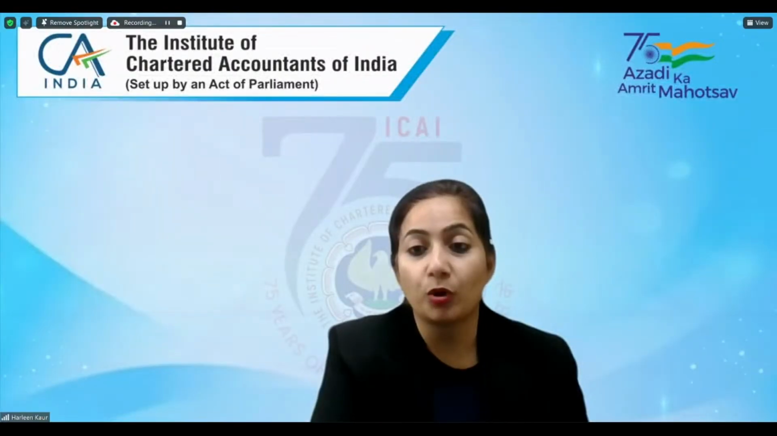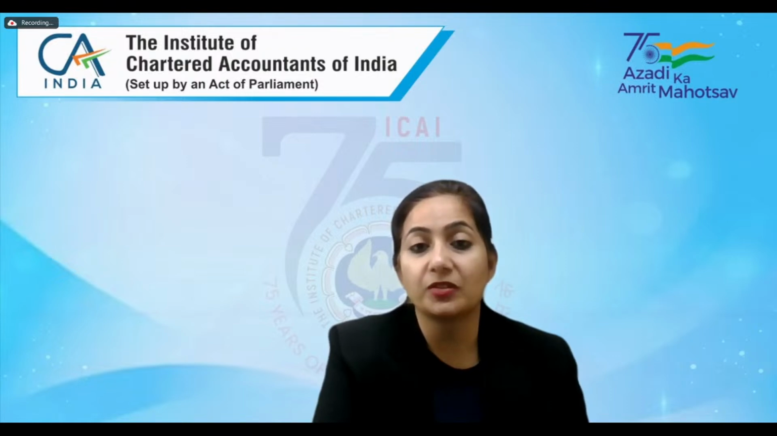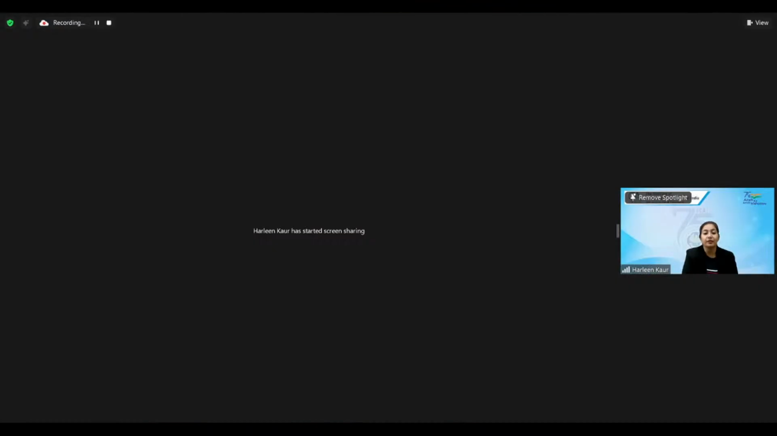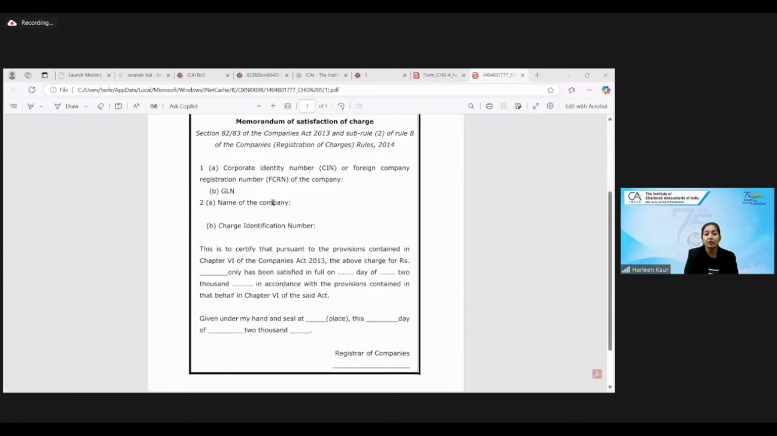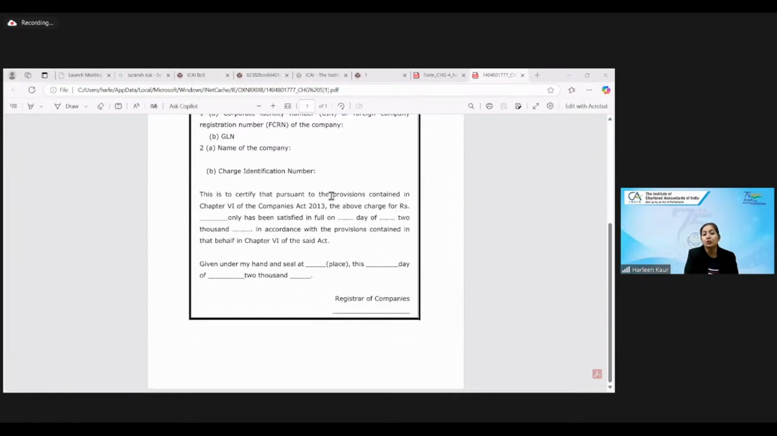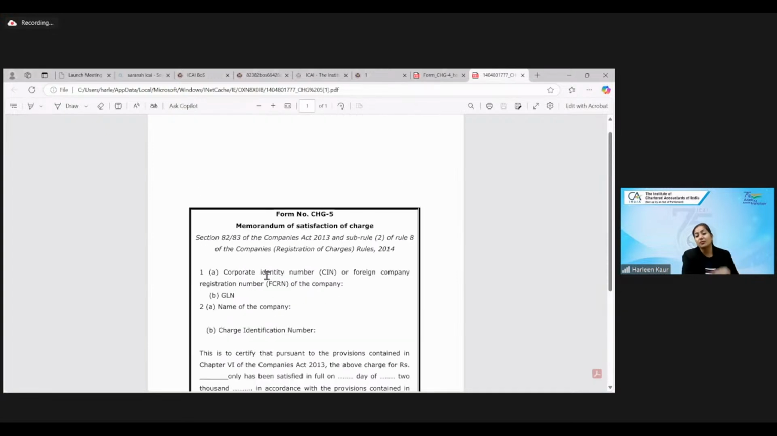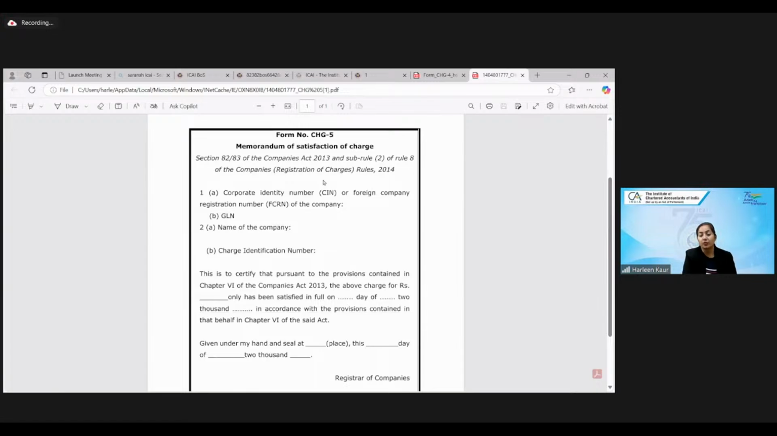Now let me show you a very important certificate given by the ROC, that is the certificate for the satisfaction of charges. In which form is it given, children? The certificate. Form number CHG5. So this is how they will issue that memorandum of satisfaction of charges, corporate identity number, name of the company, CIN number. This is to certify that the company under Chapter 6 has complied with the provisions and they have paid in full. So this is a one-page certificate that the ROC is issuing. The form you fill, the company is filling all the details. Here you are just filing it for the certificate.